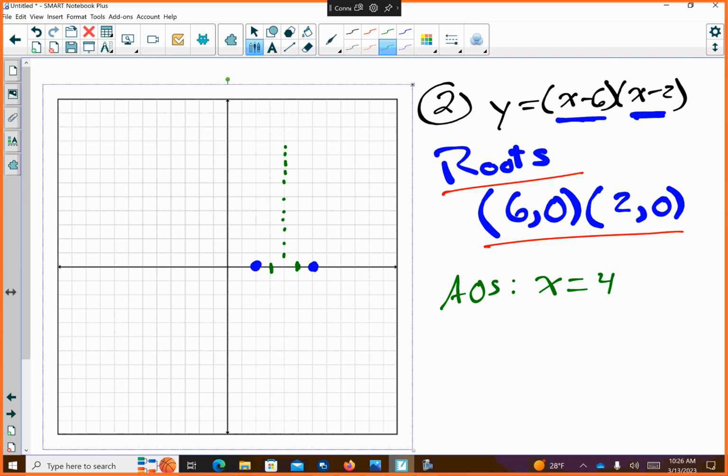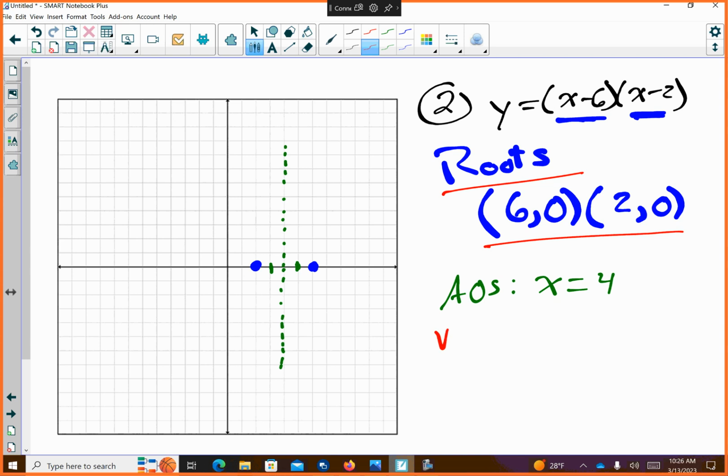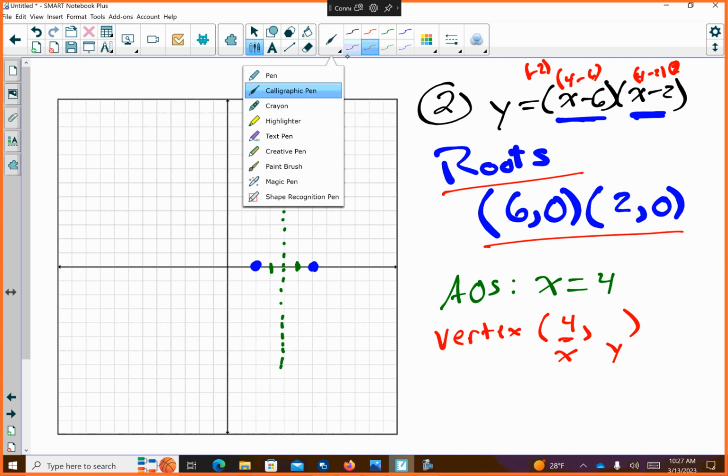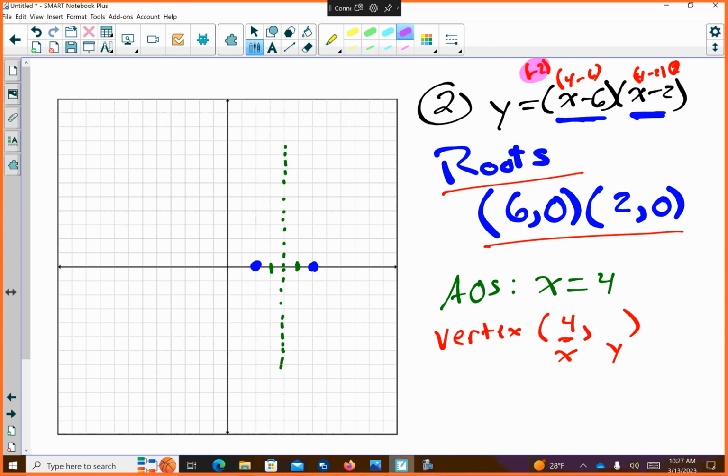What does the axis of symmetry have in common with our vertex? Vertex. It's the x value of our vertex. What do I do with this x value of our vertex to get the y value? Plug it in. So you get 4 minus 6, and that gives me negative 2. And then 4 minus 2 gives me positive 2. If I multiply those together, negative 2 and positive 2, that gives me negative 4. So the vertex is 4, negative 4.